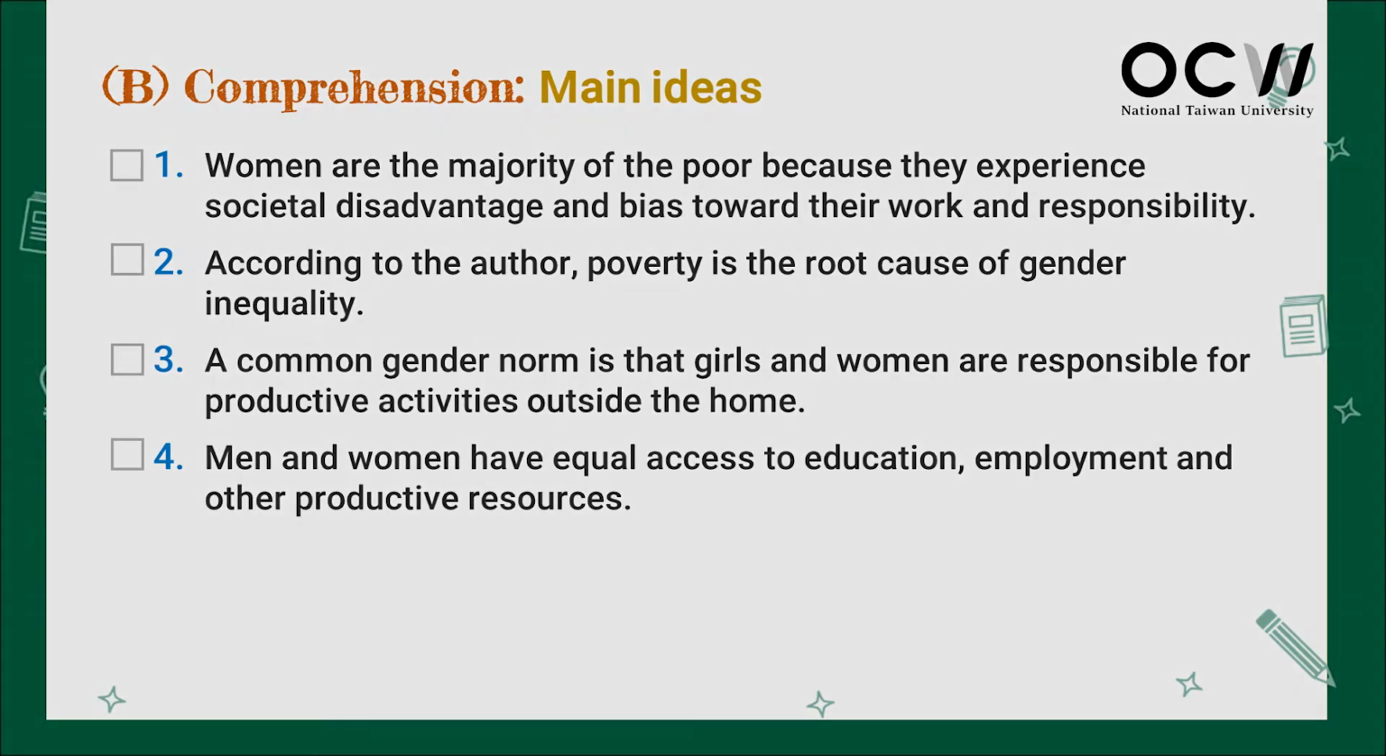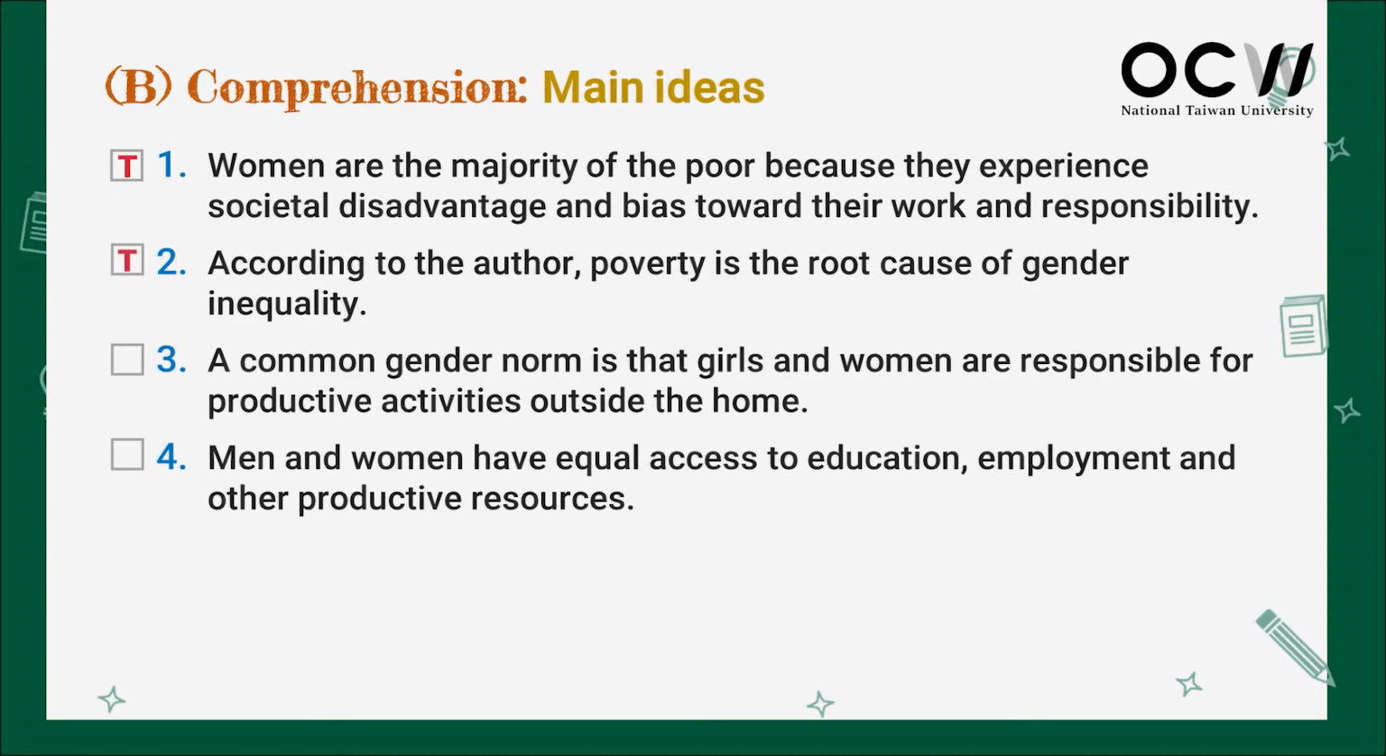Let's go. Good luck. So the first question we're going to be looking at is: women are the majority of the poor because they experience societal disadvantage and bias towards their work and responsibility. Based on the reading, we know this to be true. According to the author, poverty is the root cause of gender inequality. That is true as well. Then, a common gender norm is that girls and women are responsible for productive activity outside the home. Is it outside? No, it is inside. So that will be false.